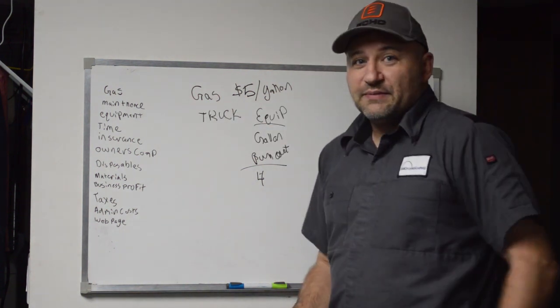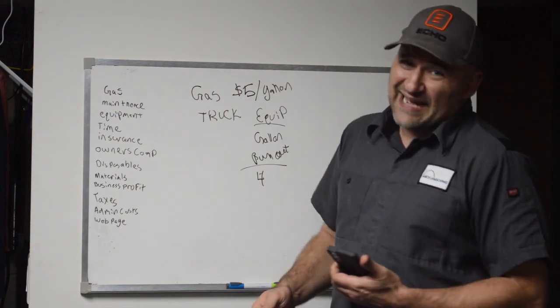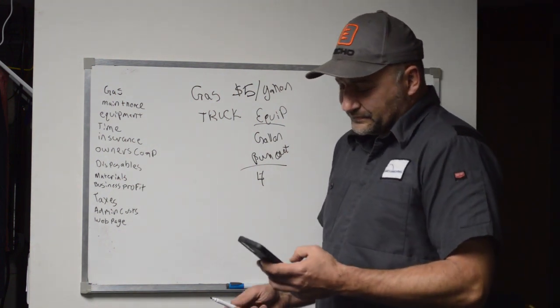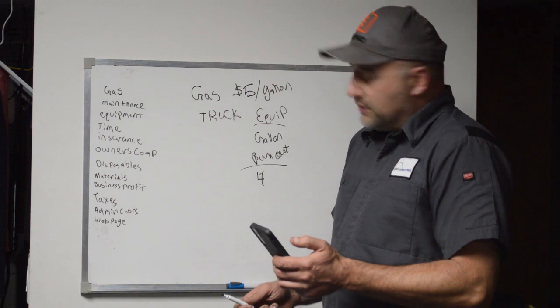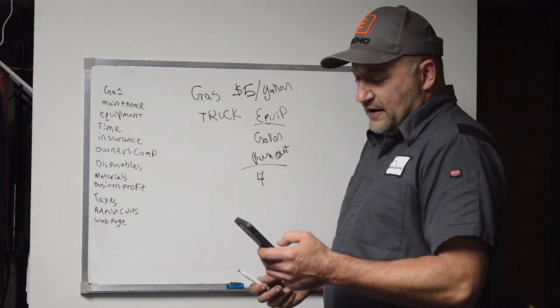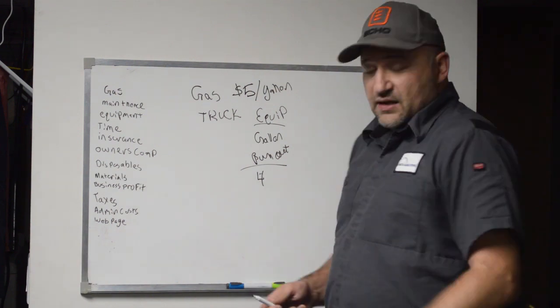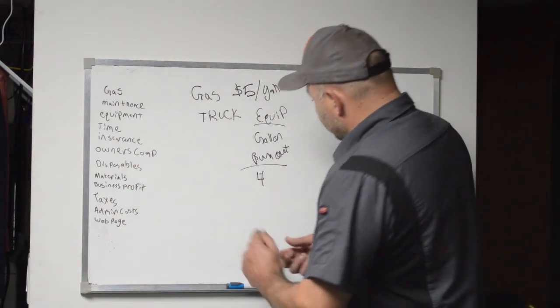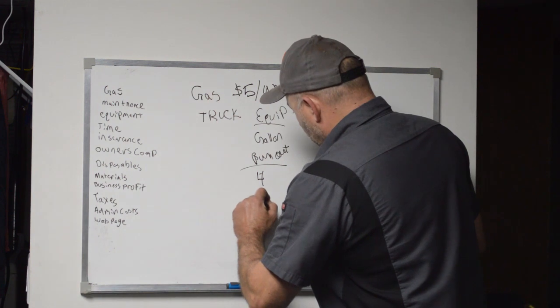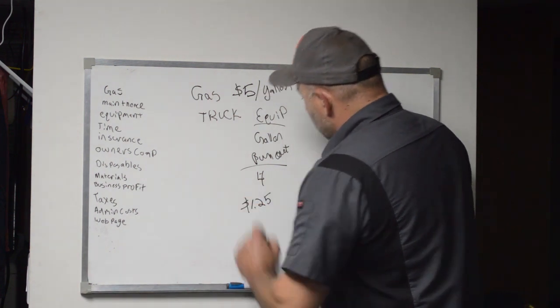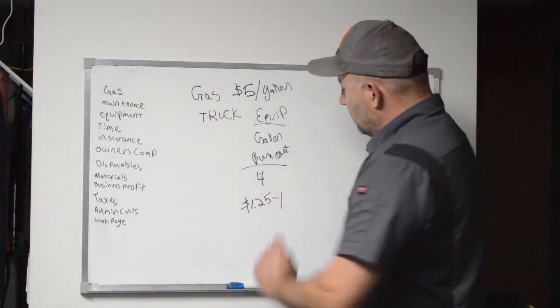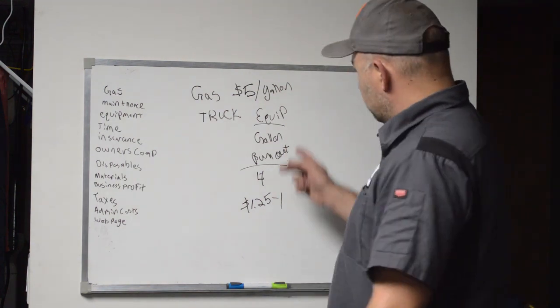So let me get my trusty calculator out here, because my math is not so good. Alright, if we've got $5 divided by 4, it costs me $1.25 to do one property for the equipment that I'm using.